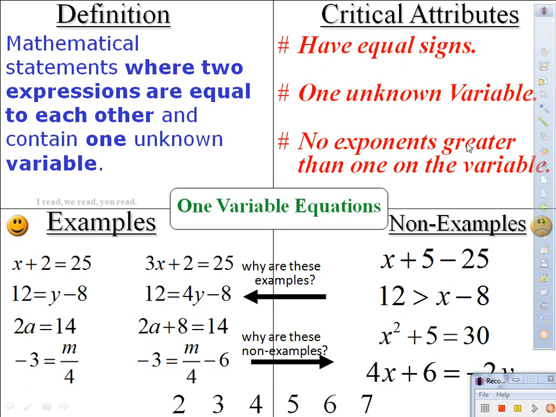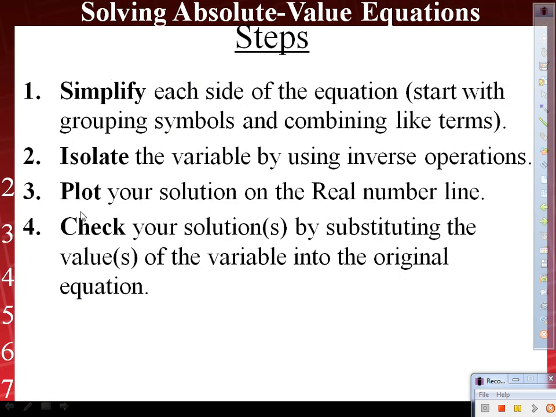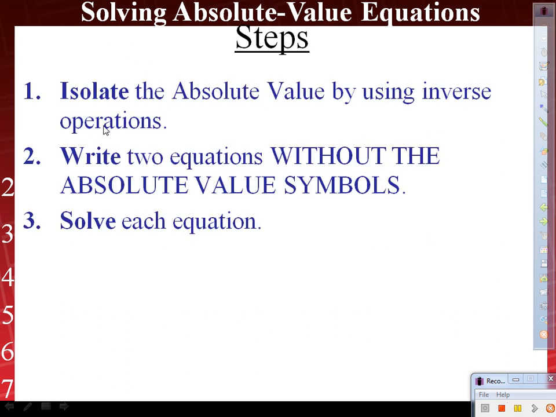Do we need the steps? No, we already have them. Once again: simplify, isolate, plot, and check. But yesterday on the lesson, I did ask you to write steps for the absolute value. There were three steps. Is that correct? Step 1, isolate the absolute value. Step 2, write two equations. Very specific. And step 3, solve each equation.